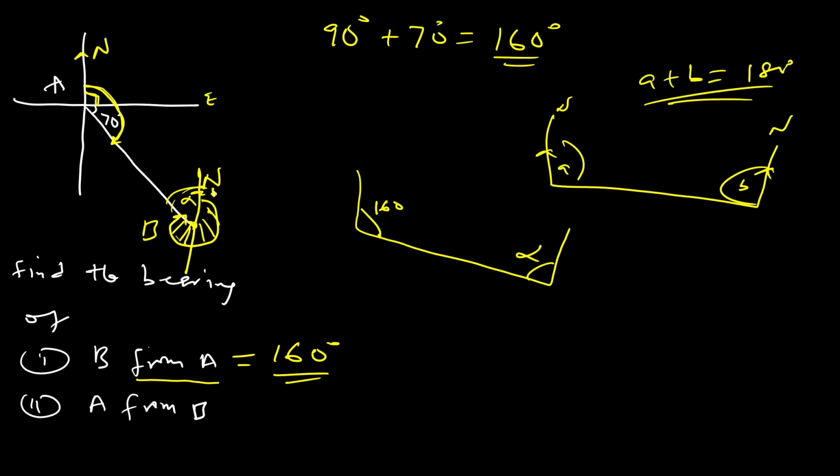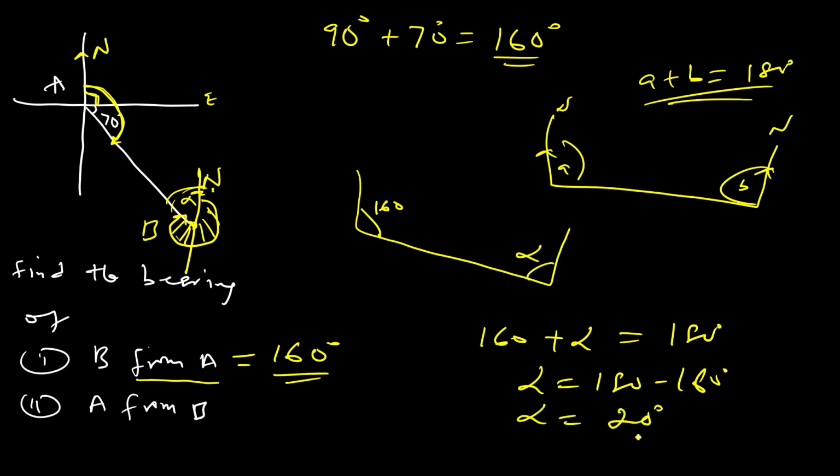So we have 160 plus alpha equals 180 degrees. So alpha is 180 minus 160, so alpha will be 20 degrees. So this side is 20. How do we find the other side? 360 minus 20 is 340. So 340 plus 20 gives us 360 degrees. So the bearing of A from B is just 340 degrees.